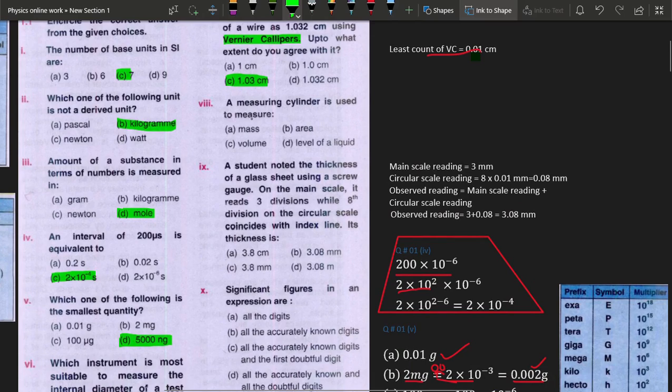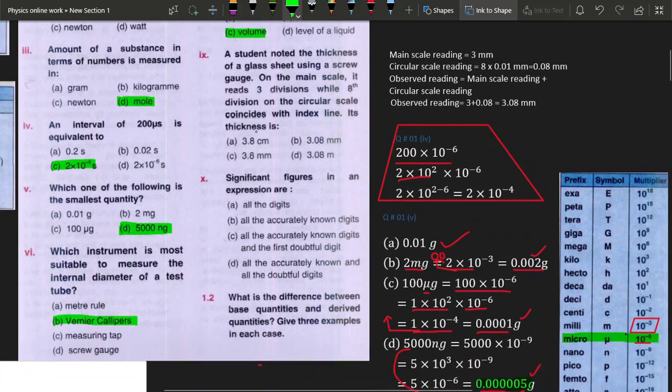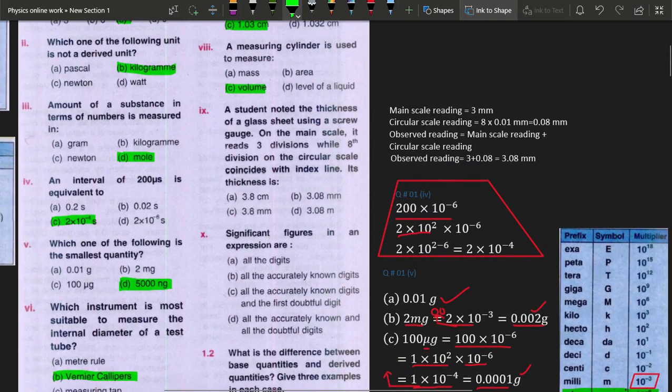The next is: measuring cylinder is used to measure. So we know that a measuring cylinder is a volume measuring instrument. So it is used to find volume. Now let's see. A student noted the thickness of a glass sheet using a screw gauge. So remember, the instrument is a screw gauge.